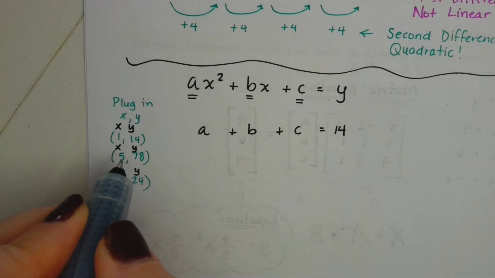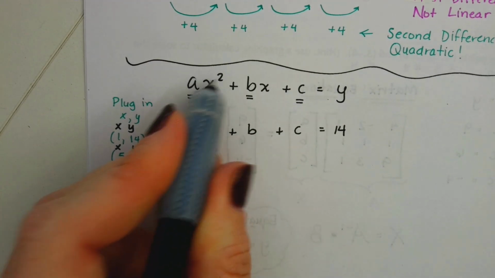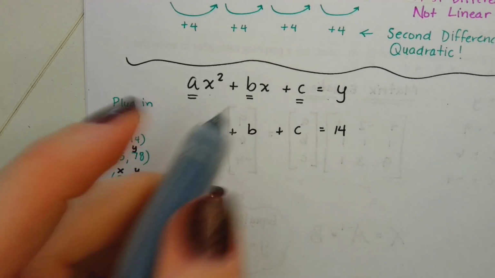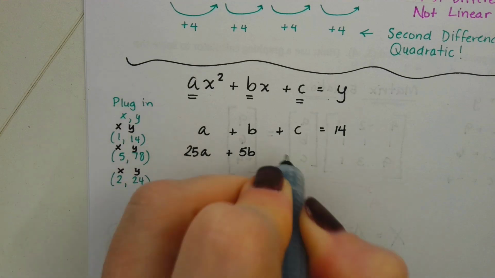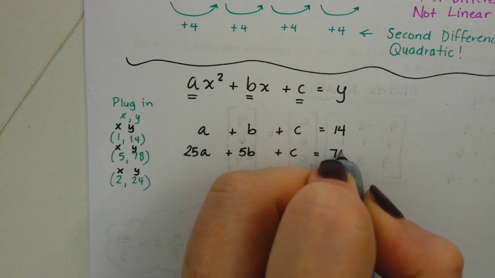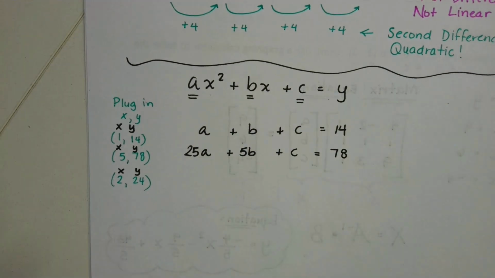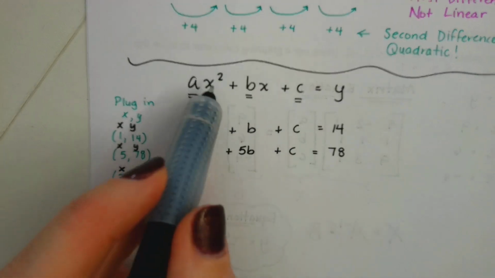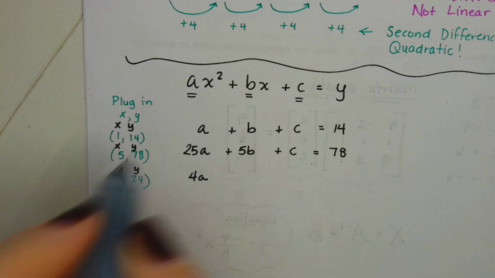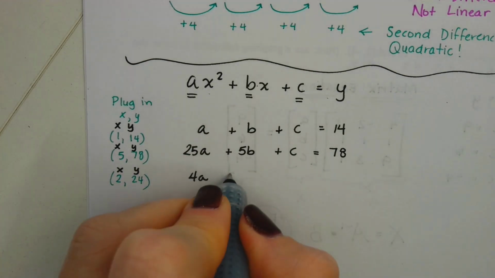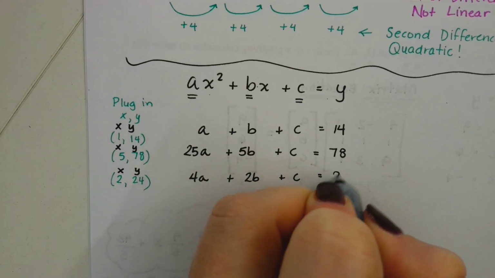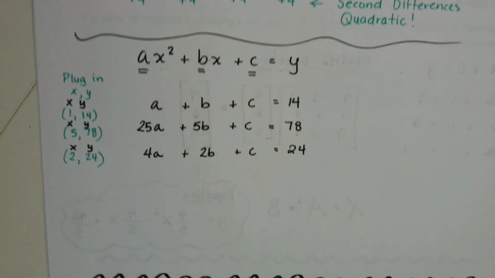Next one, we're plugging in 5. 5 squared would be 25, so that's 25a. And then b times 5, 5b, and c doesn't have a variable, and then y is 78. And then lastly, plugging in 2 for the x, so 2 squared would be 4. 4 times a is 4a. b times 2 would be 2b. c doesn't have an x, so just write it down. Equals 24.